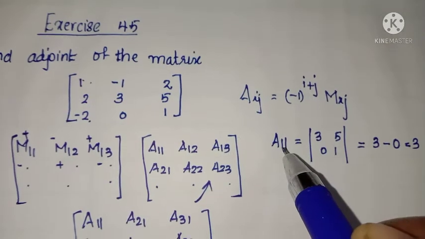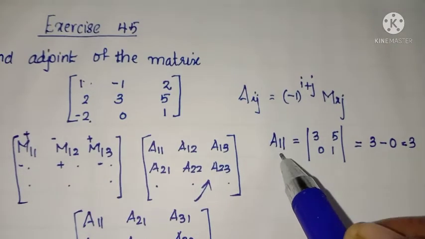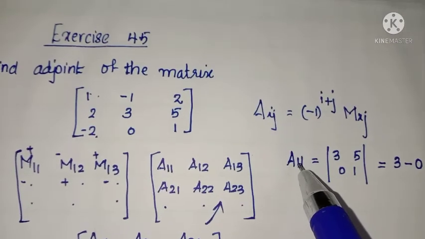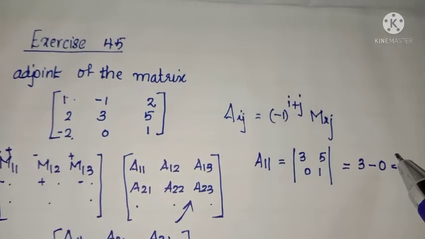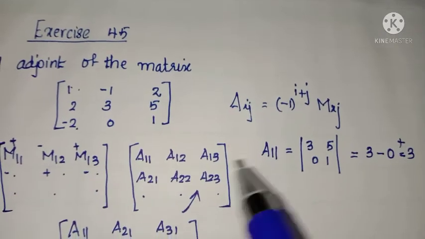Now look at A11. The suffix is 11. Adding 1 and 1 gives 2. 2 is an even number, so give a positive sign.